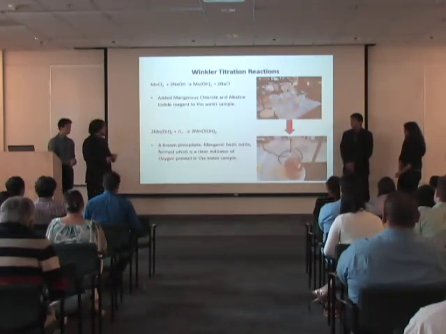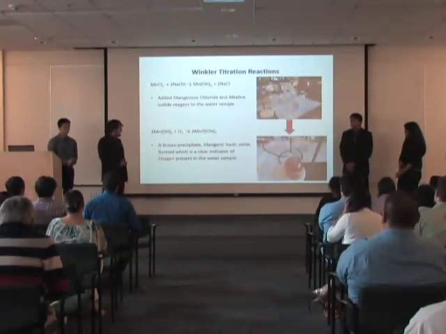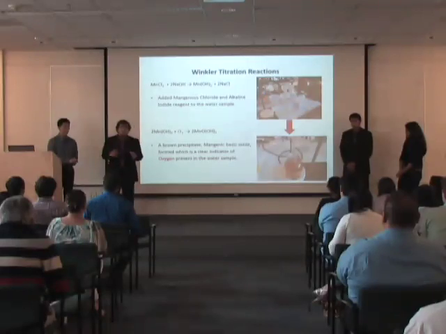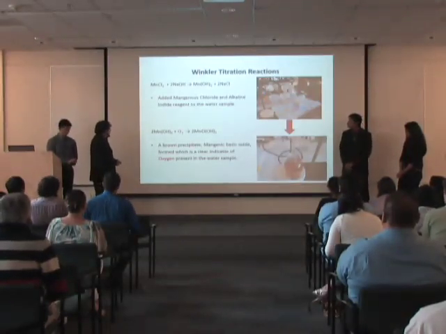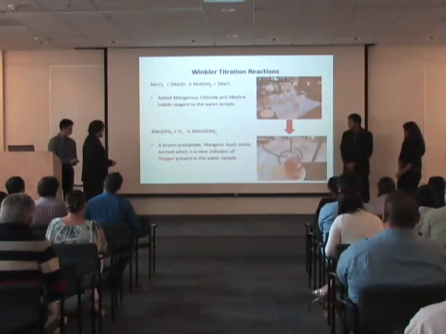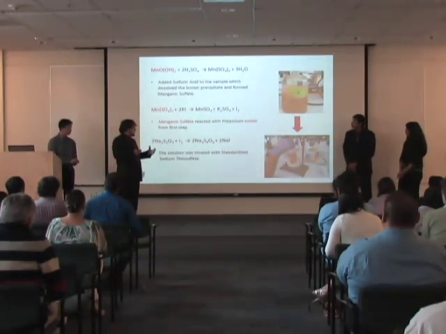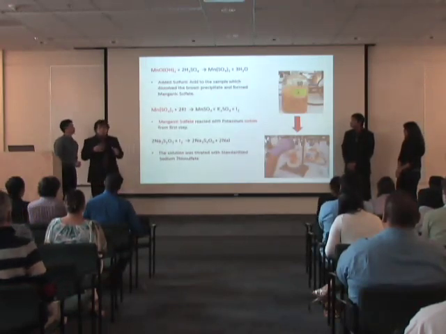So once we got our samples, we added manganese chloride and alkaline iodide, which made our sample into a brown precipitate. What that brown precipitate lets us know is that there's oxygen present in the water. And as you can see in the chemical reaction, that's where the oxygen is present right here. Afterwards, we added sulfuric acid to our sample, and that dissolved the brown precipitate into a more yellow precipitate.